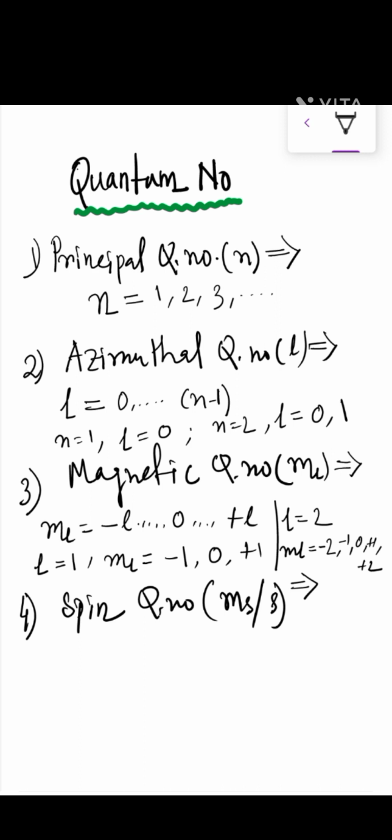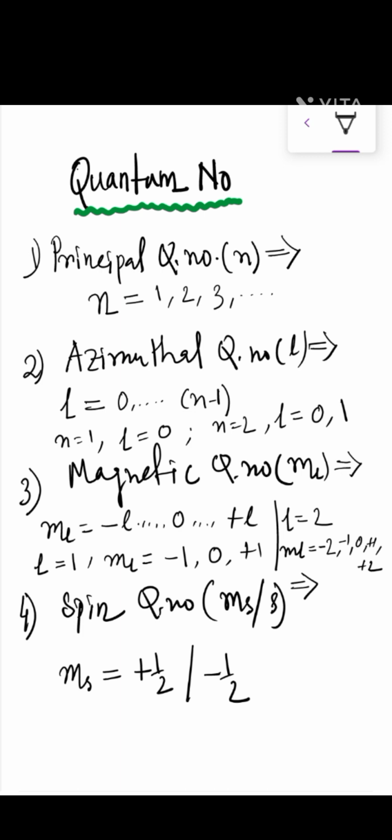Now, the spin quantum number has two values. It doesn't depend on m_l and the others, but has an independent value of plus half or minus half. So m_s or s will be either plus half or minus half. What does plus half or minus half signify? If the electron spin is in the clockwise direction, it will be plus half; in the anti-clockwise direction, it will be minus half. In an orbital there may be only two electrons, so that's why we have two spin quantum numbers, plus half and minus half.